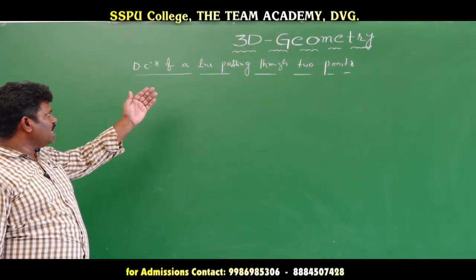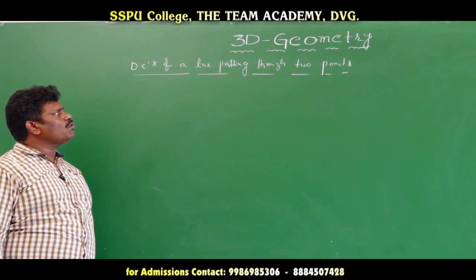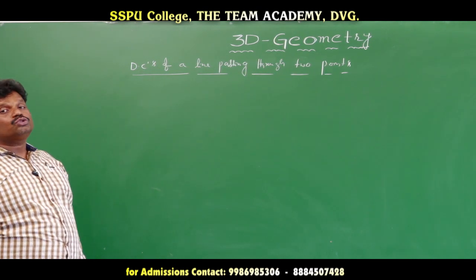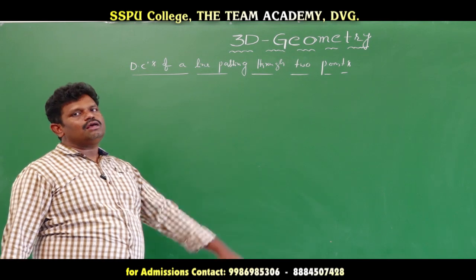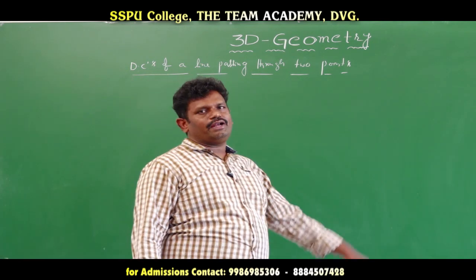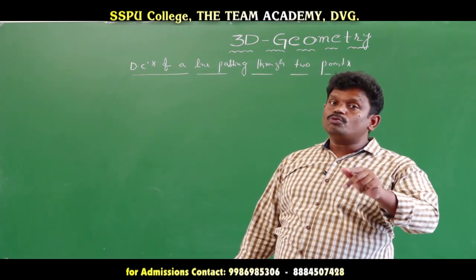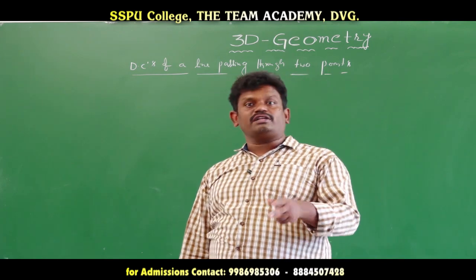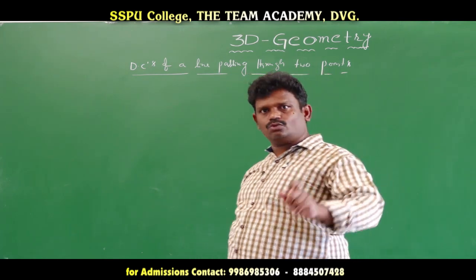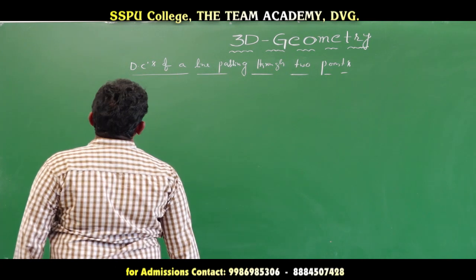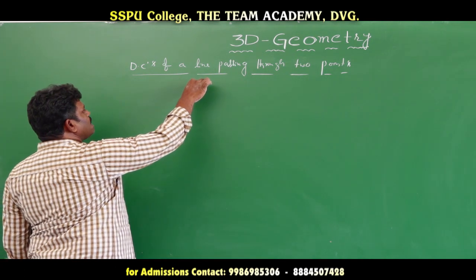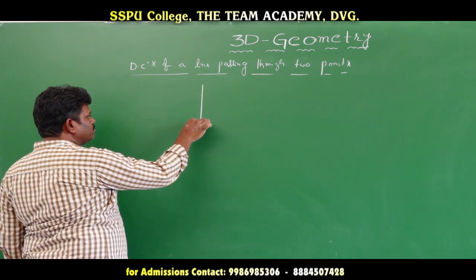Next one, direction cosines of a line passing through 2 points. So 2 points are given. Now we just learned how to find direction cosines when direction ratios are given. But for a line passing through 2 points, how to find the direction cosines of the given line?